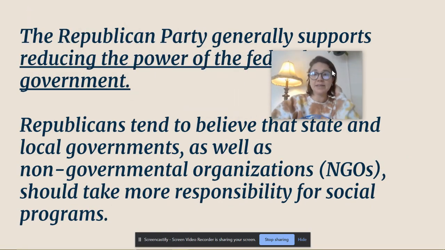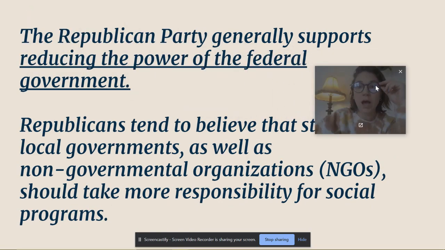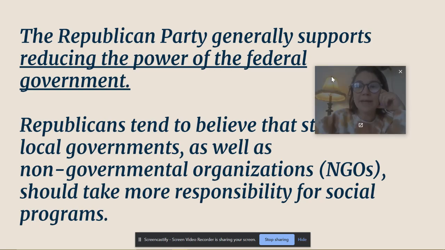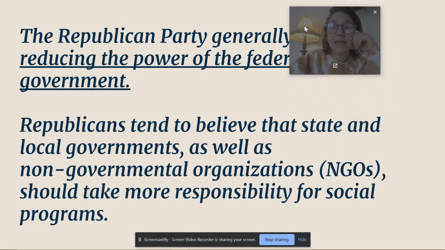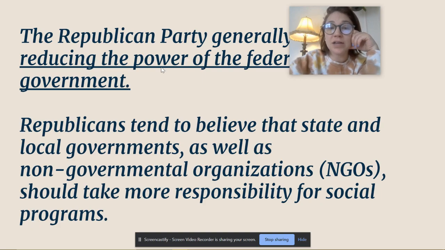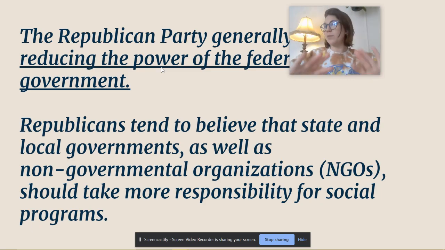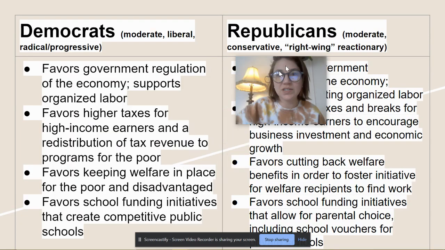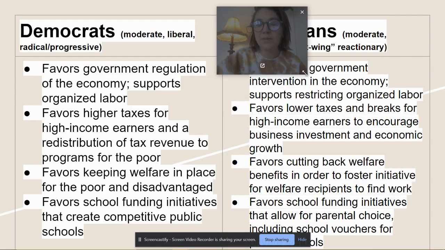In a very basic sense, the Republican Party, on the other hand, being more conservative, generally supports reducing the power of the federal government. Republicans tend to believe that state and local governments, as well as non-governmental organizations or NGOs, should take more responsibility for the social programs. This isn't the job for the government, this is the job for the people. That's kind of the idea. So let's look at some more specific ideas. We'll go through the Democrats first.